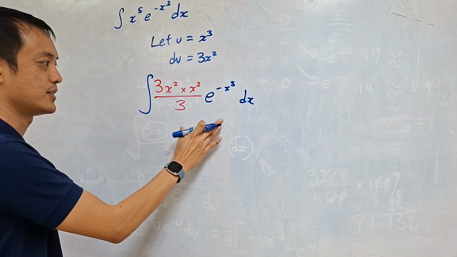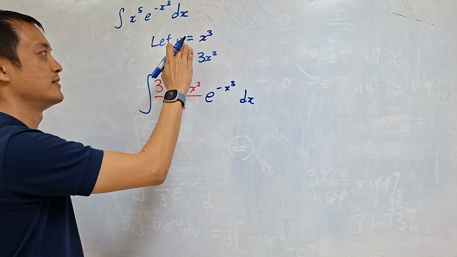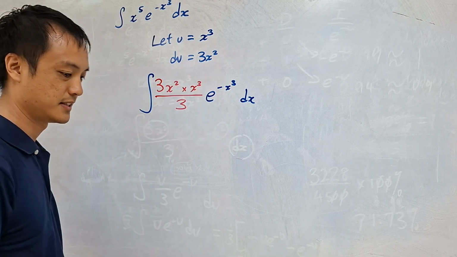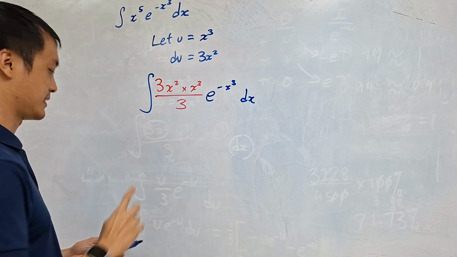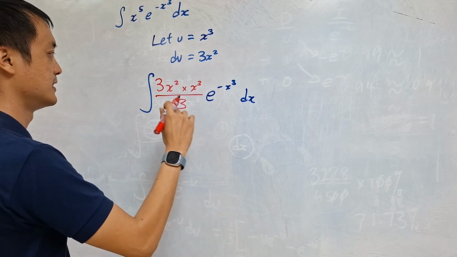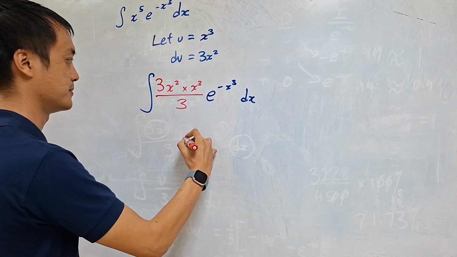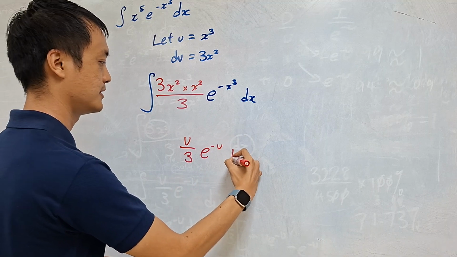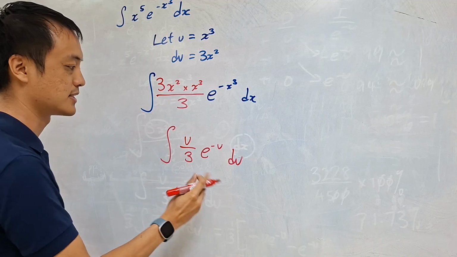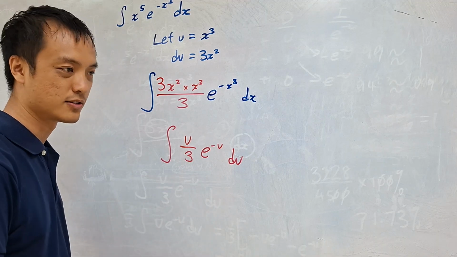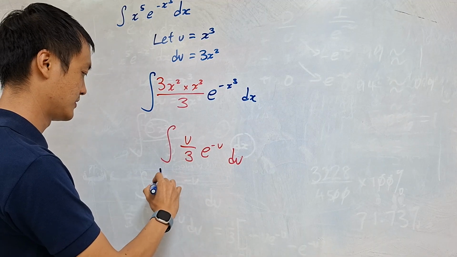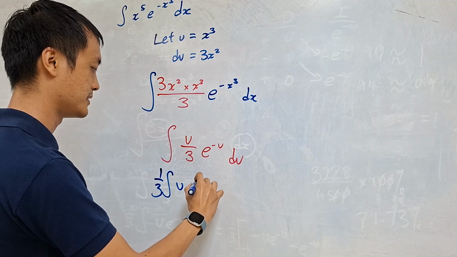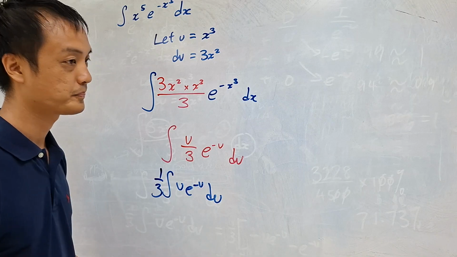Now we just need to integrate this term by replacing all the x cubed with u and 3x squared with du. So these are the terms that we can replace. All these things will become u over 3, e to the power of minus u, du, and we just need to integrate this thing. Any constant, we can just bring outside, so 1/3 integral of u e to the minus u du.